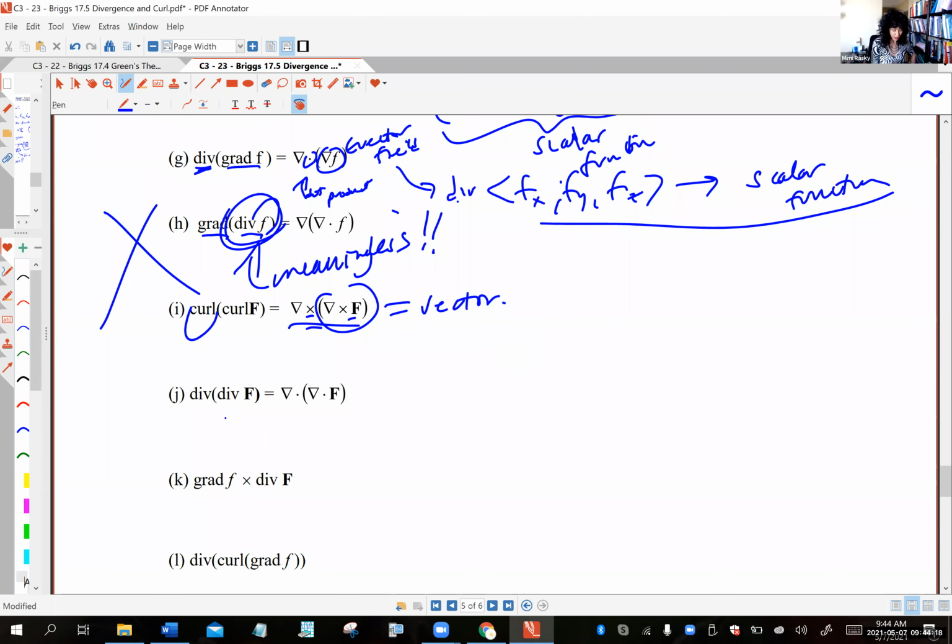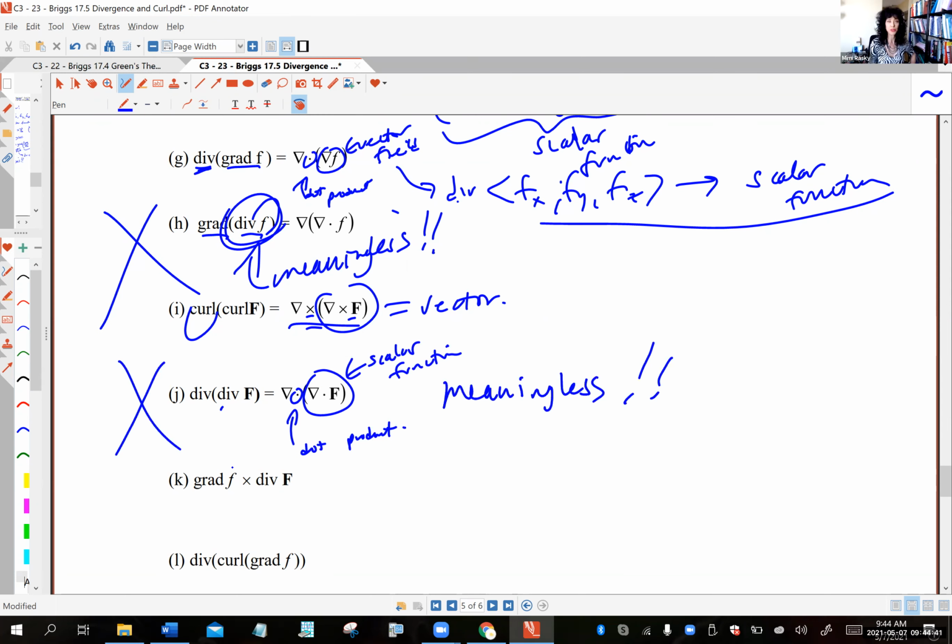How about divergence of divergence? No, you cannot do that because the first divergence here is a scalar function. And remember, this is a dot product here, and you can only take a dot product between a vector and a vector. So this scalar function isn't even a vector. This is meaningless, not okay, can't do it, makes no sense.